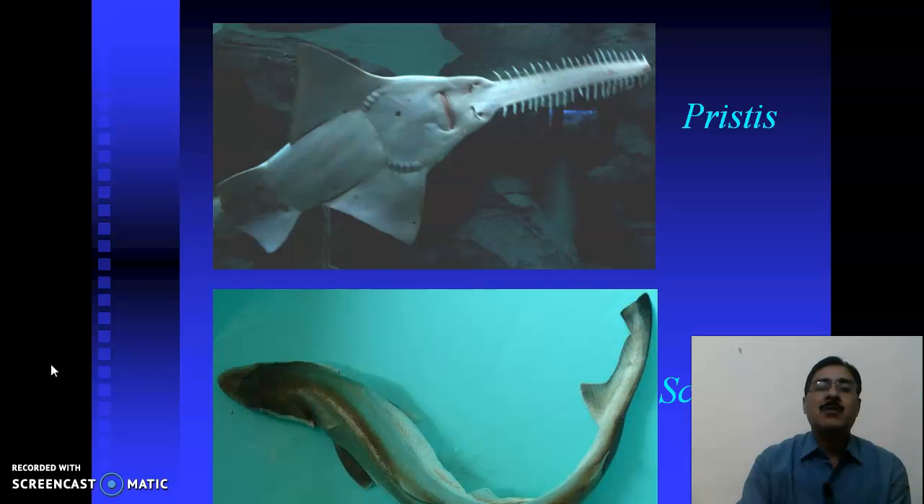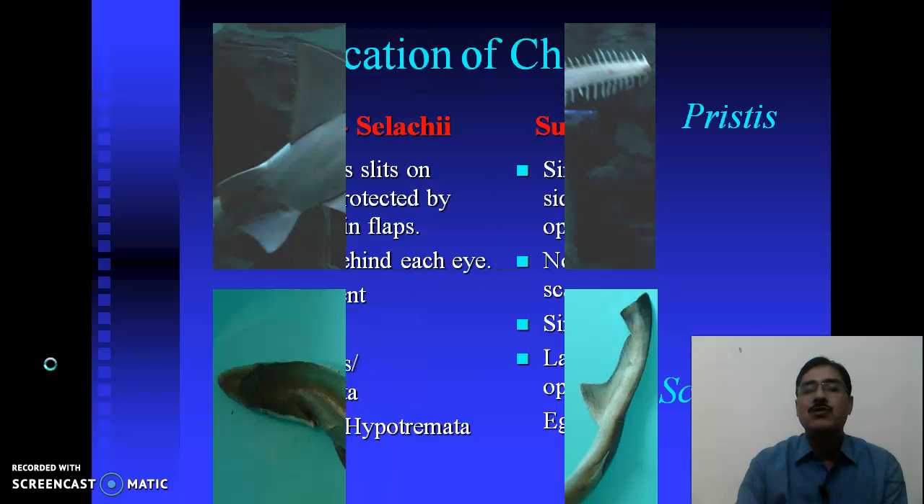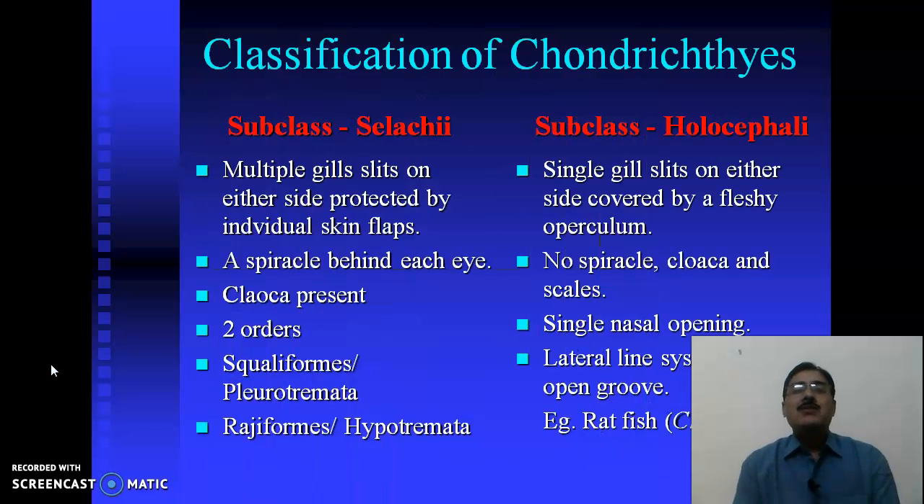This is the common example of Pisces, the sawfish, and Scoliodon, the common dogfish or the shark. Now, as I told you, we have classified Chondrichthyes into two subclasses, the Selachii or Elasmobranchii and subclass Holocephali or Marsupiobranchii. In the case of Selachii, the sharks have been included. They have multiple gill slits on either side protected by individual skin flaps. And here in this slide, we are also comparing the two subclasses.